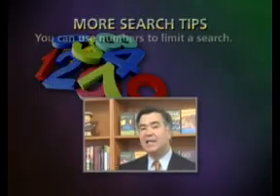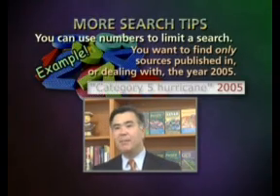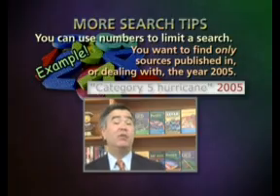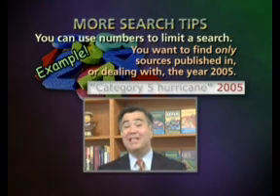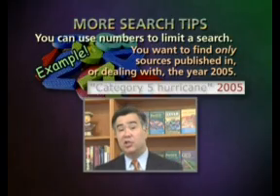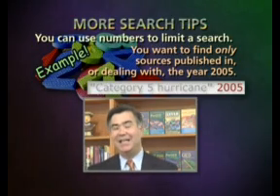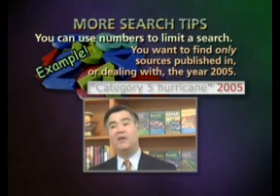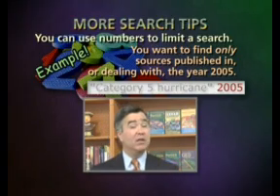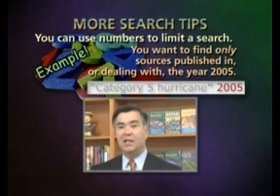Here's another great technique. You can use numbers to limit a search. Let's say, for example, that you wanted to find only information sources published in or dealing with the year 2005. You can create your query string, writing in the words about whatever topic you're interested in, and then just add 2005 as another term. And now only websites that talk about the year 2005 would be included in the results.